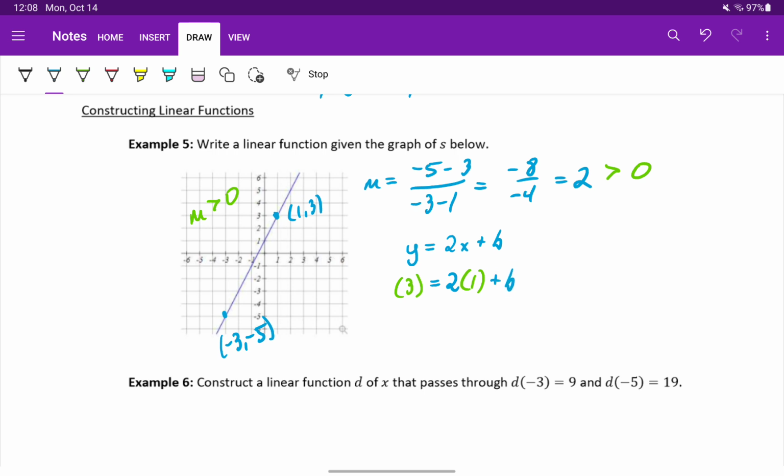And when we do that, we only have one variable remaining, which is b, or one unknown remaining, so we can solve for that remaining unknown. To do that, we'll subtract 2 from both sides, giving us 1 is equal to b. That tells us that our equation is y equals 2x plus 1. And since our function is the function s, to write that in function notation, this would become s of x is equal to 2x plus 1.